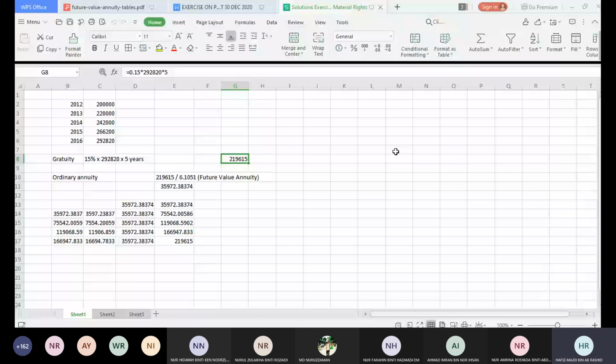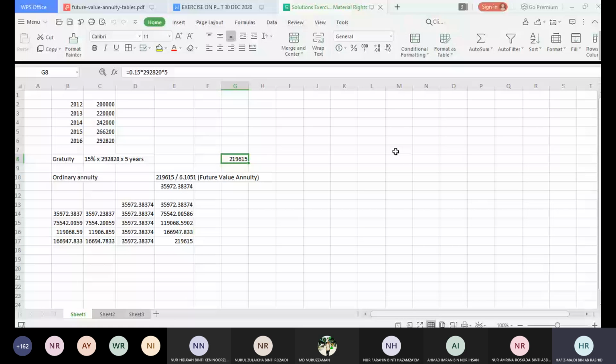Then you know that you need to have a future value of 219,615. So that is your future value which you need to have. That means you need to refer to the future value annuity tables. It's an ordinary annuity, so we just call it annuity. We are talking about future value, which needs to be 219,615.